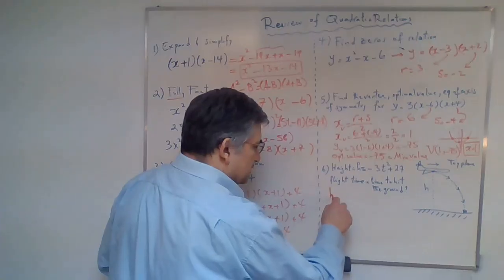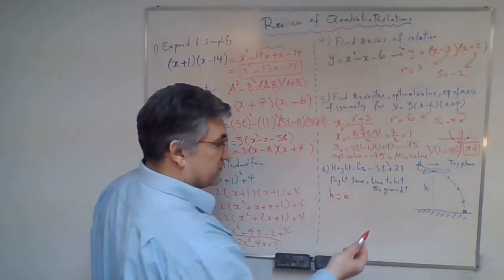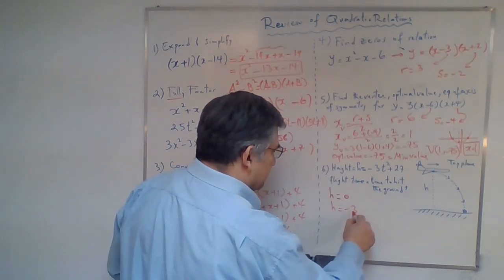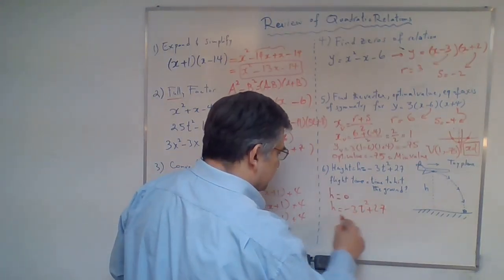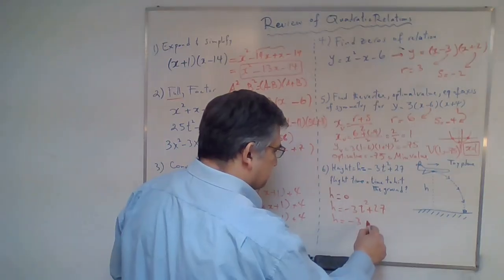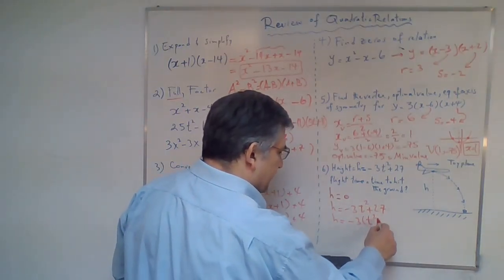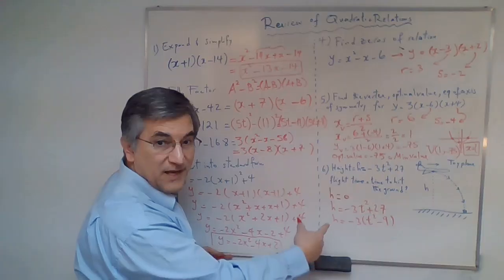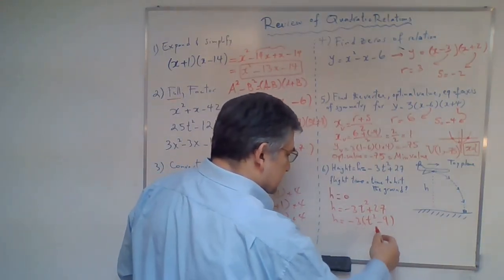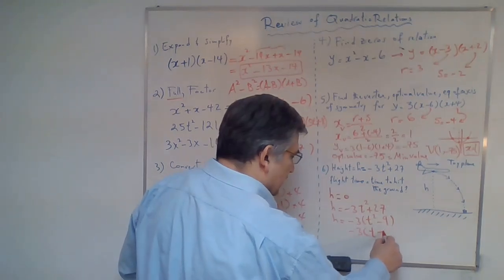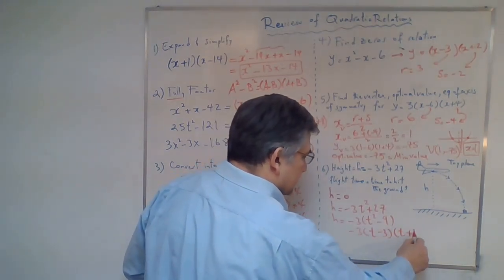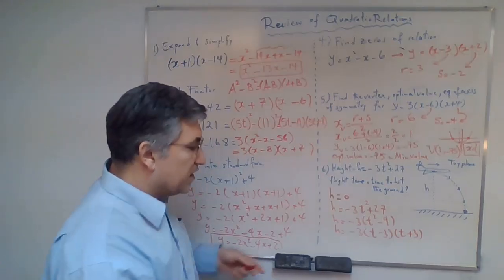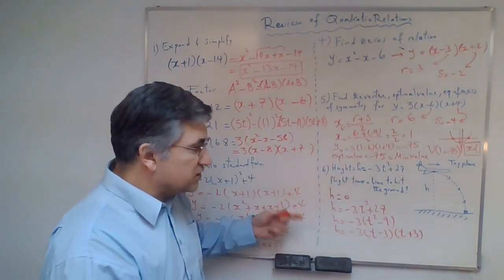So hitting the ground means h is equal to 0. On the ground, height is 0, right? So we're going to say h equals negative 3t squared plus 27. We are going to factor negative 3 out because that's the common factor. And we end up with t squared minus 9. We are using our factoring skills in this word problem, as you clearly see. And then t squared minus 9 is, of course, a difference of squares. So that can be factored as t minus 3 times t plus 3. So that's the intercept form or factored form of this quadratic relation, basically.